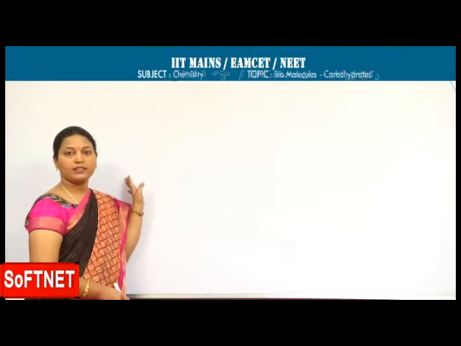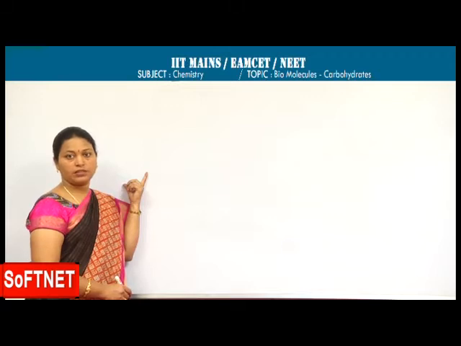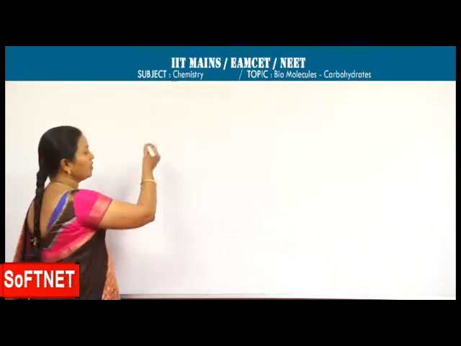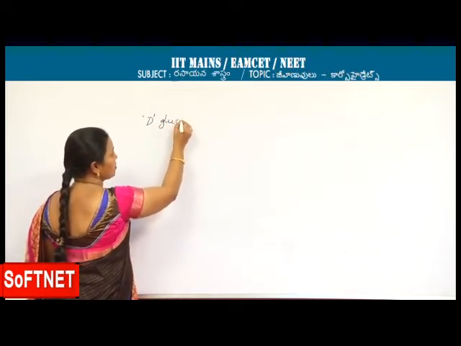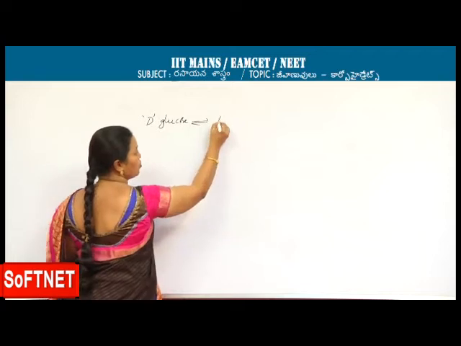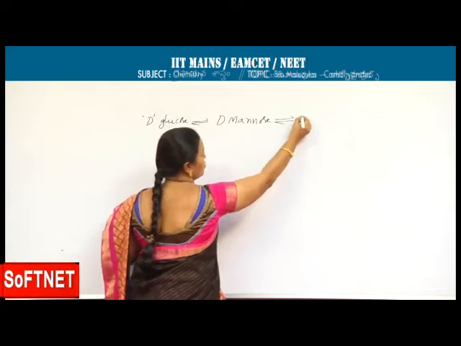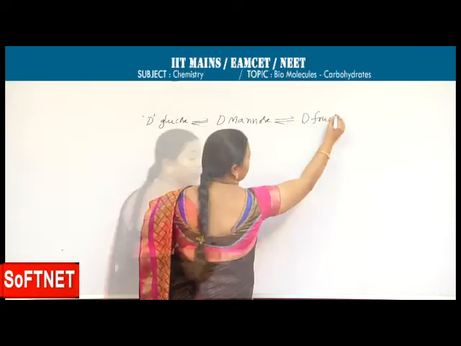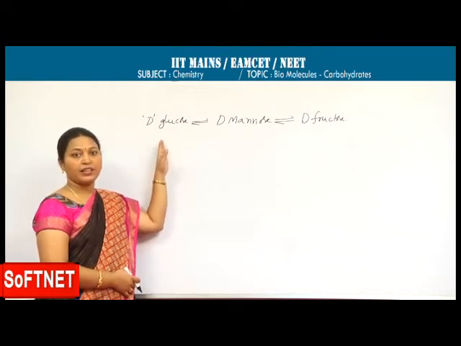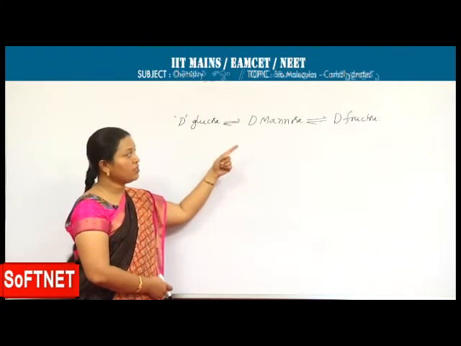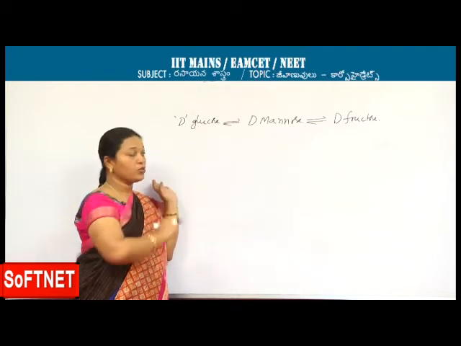When the monosaccharides are reacted with dilute bases, dilute alkalis, they isomerize among themselves. D-glucose can be isomerized to D-mannose. It can be isomerized to D-fructose. Reversible isomerization is possible on reaction with dilute NaOH. D-glucose, D-mannose, D-fructose, these three are isomers.